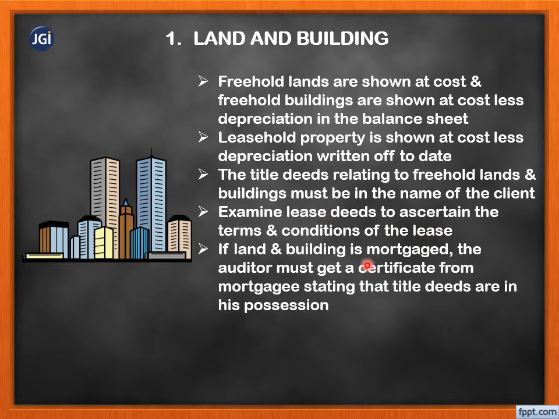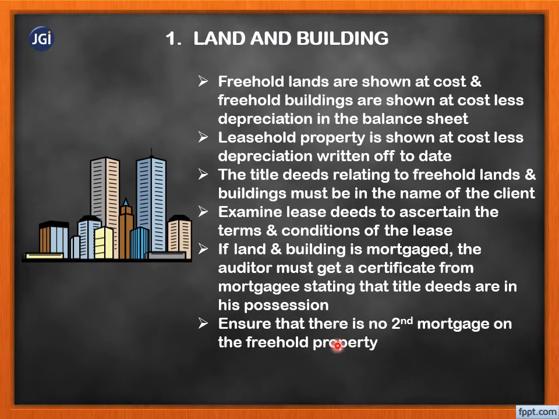In case of mortgage, the auditor should get a certificate from the mortgagee stating that the title deeds are in his possession. He should make proper enquiry to ensure that there is no second mortgage on the freehold property. That is, the freehold property can be mortgaged only once.